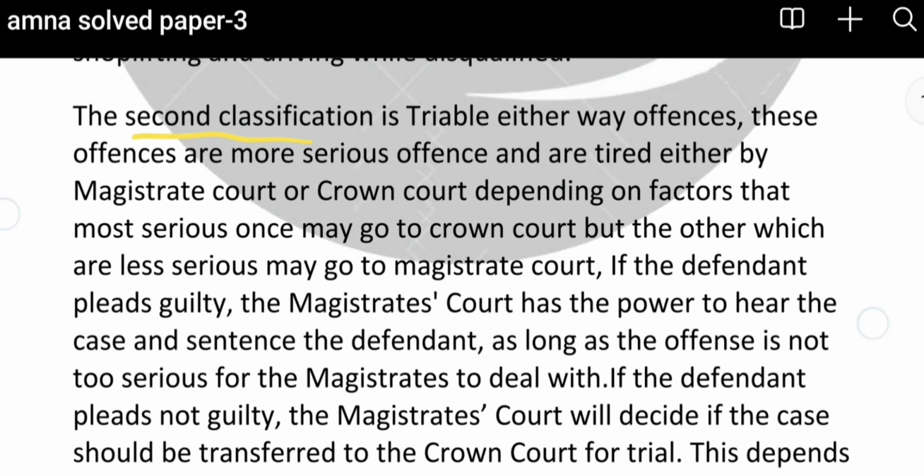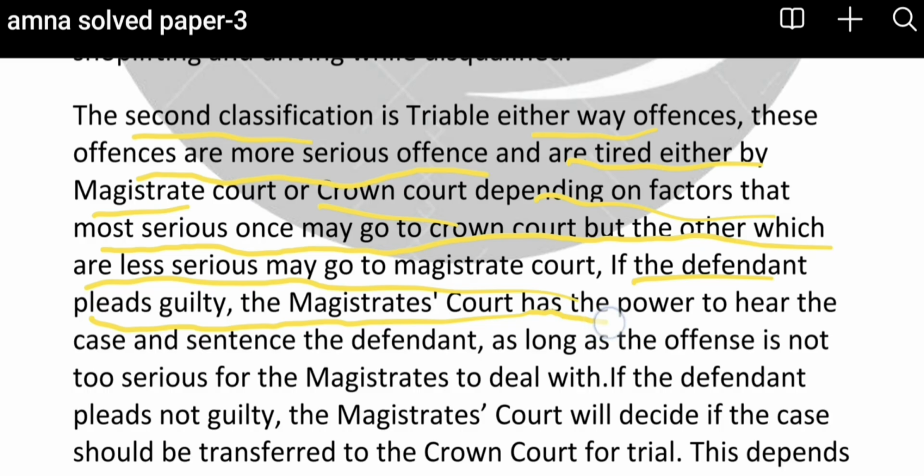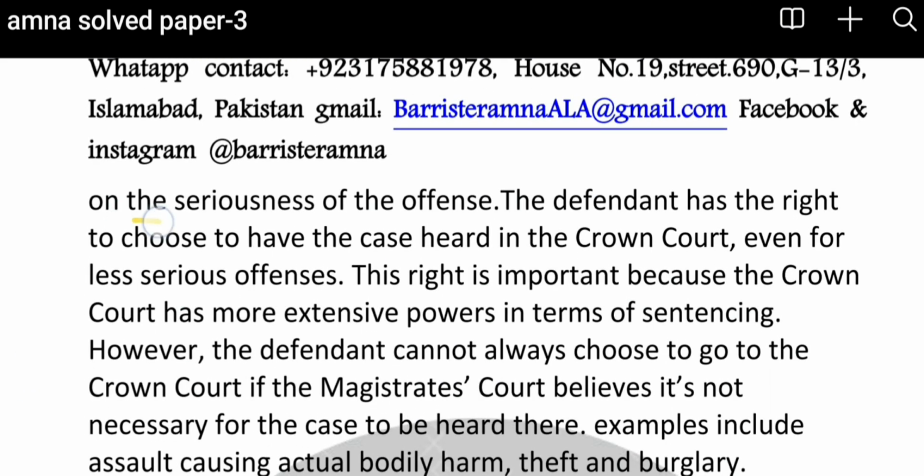So the other classification is the triable either way offenses. These offenses are more serious and are tried either by magistrate court or crown court depending on the factors. The most serious ones may go to the crown court, but the less serious ones may go to the magistrate court. If the defendant pleads guilty, the magistrate court has the power to hear the case and sentence the defendant, as long as the offense is not too serious for the magistrate to deal with. If the defendant pleads not guilty, the magistrate court will decide if the case should be transferred to the crown court for trial. This depends on the seriousness of the offense.